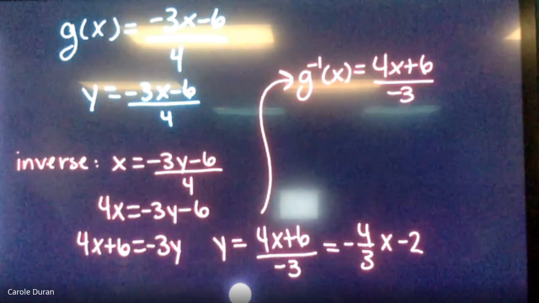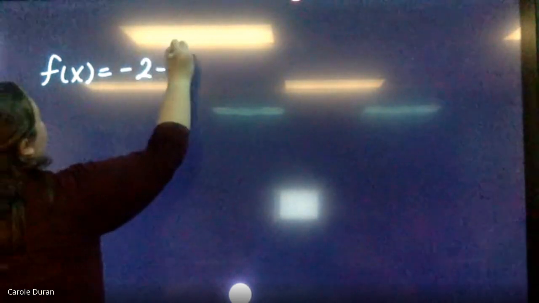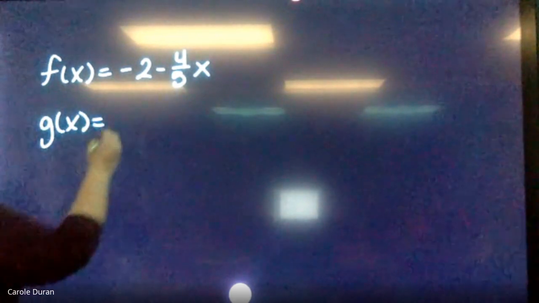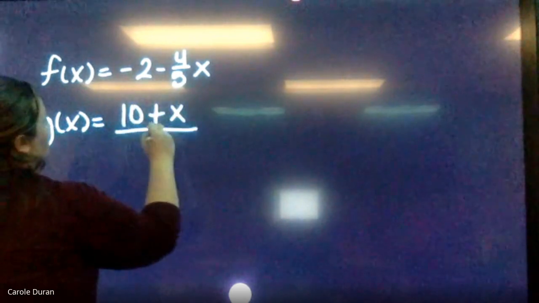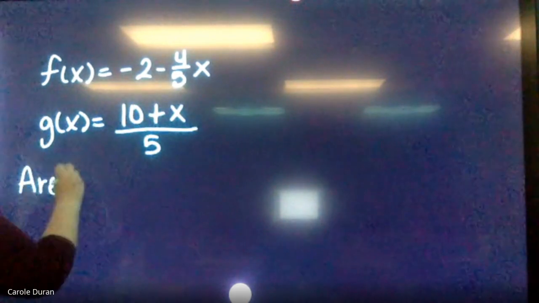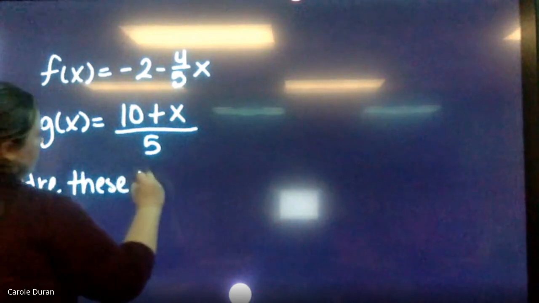That's okay. So the last thing that we're going to do is we're actually going to answer a question yes or no. So the question is, given two functions, are the functions inverses of each other? Okay, so given f of x equal to negative 2 minus 4/5 x and g of x equal to 10 plus x over 5, we're going to determine if these are inverses of each other.